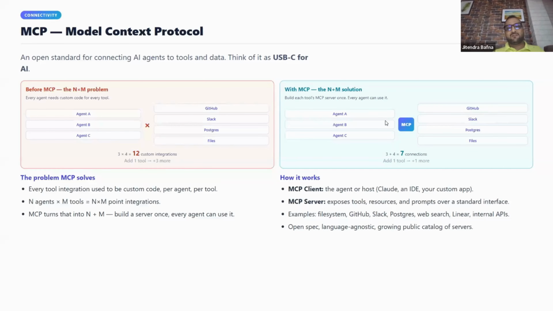With MCP you have just one MCP, all agents will interact with the MCP, and the MCP will automatically take a decision on where to send this particular query, to GitHub, Slack, Postgres, or file, and it will send the result back to the agent which has called the MCP. So the number of integrations has been reduced. There's just one integration, but the connections remain.